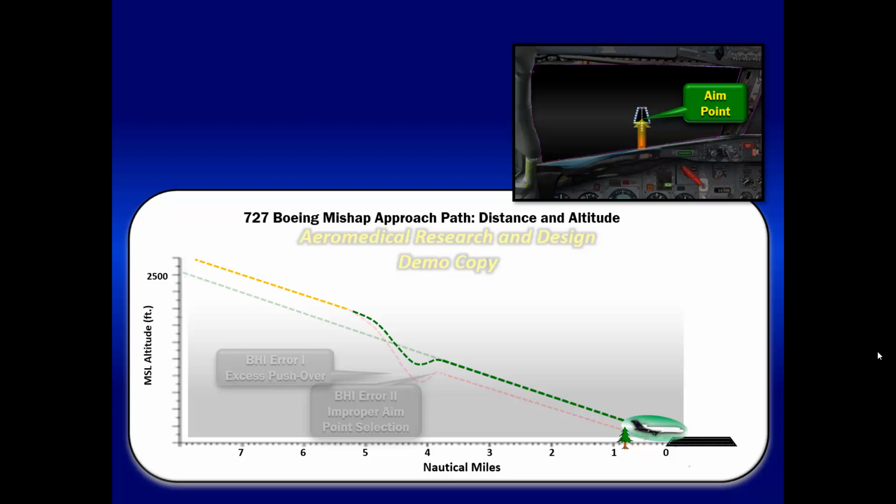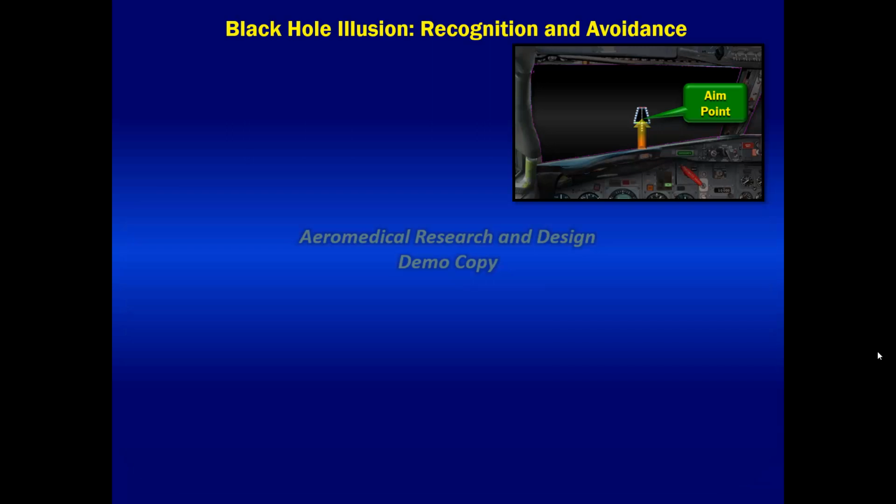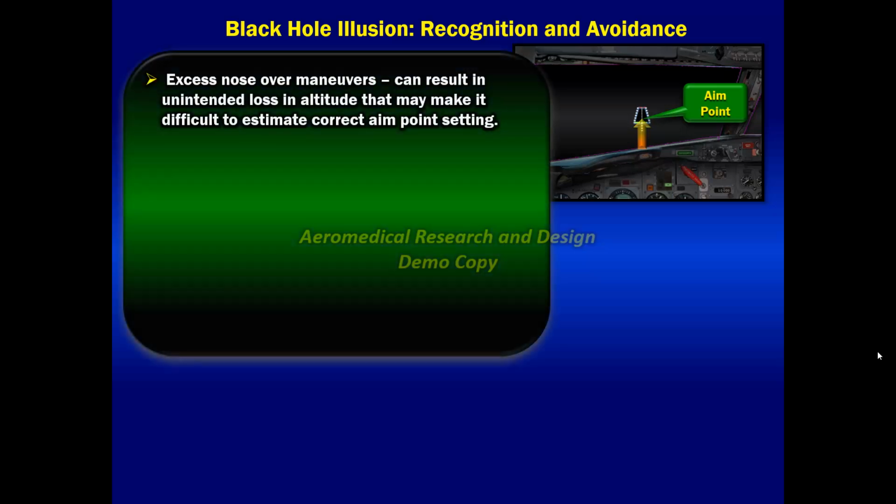To help avoid making black hole control errors during night landings, pilots should remain aware that during initial approach transitions from wings level to a nose-down attitude, at night there is a tendency to briefly use excessive pitch-down control inputs that may be followed up with inadequate pitch-up recovery. With excess nose-over maneuvers, it can result in unintended loss of altitude that may make it more difficult to estimate the correct runway aim point setting.